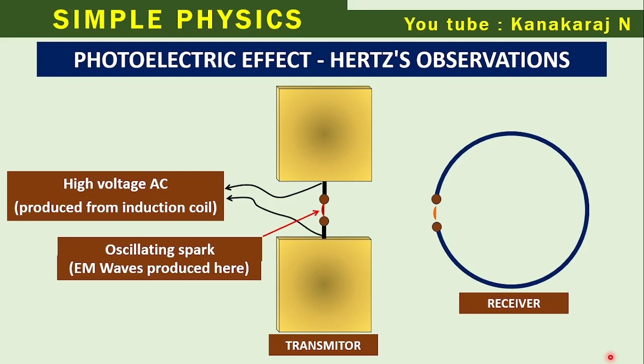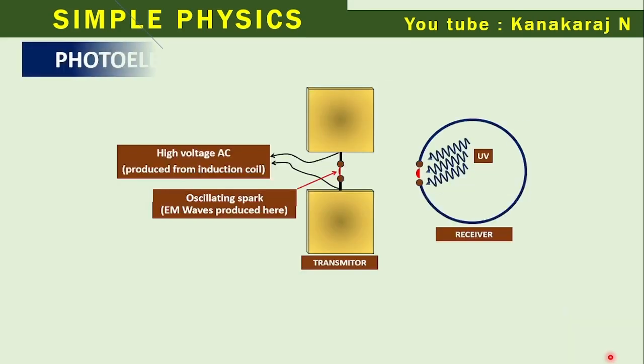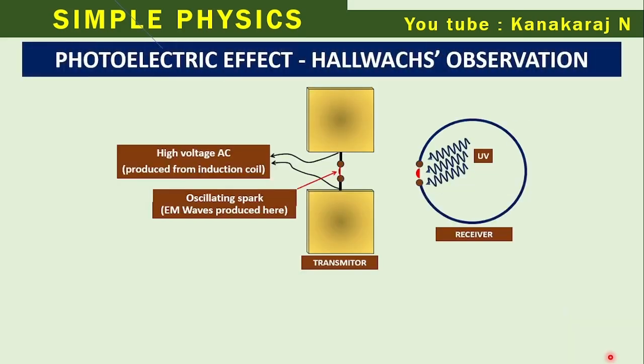To increase the intensity of the spark, these metallic spheres are exposed to ultraviolet radiation. Thereby, the spark becomes more vigorous and intense. To explain this phenomenon, Hallwachs gives an explanation. This is called Hallwachs' observations.